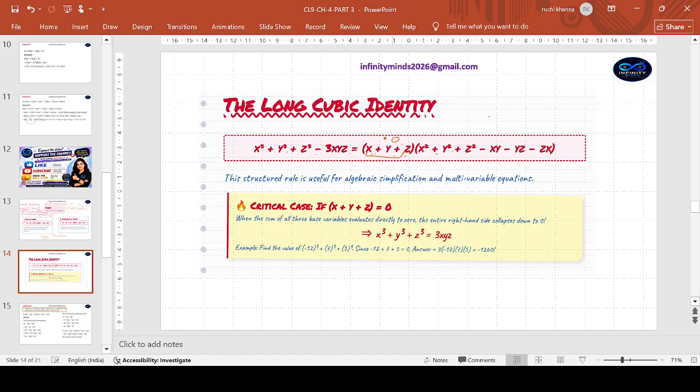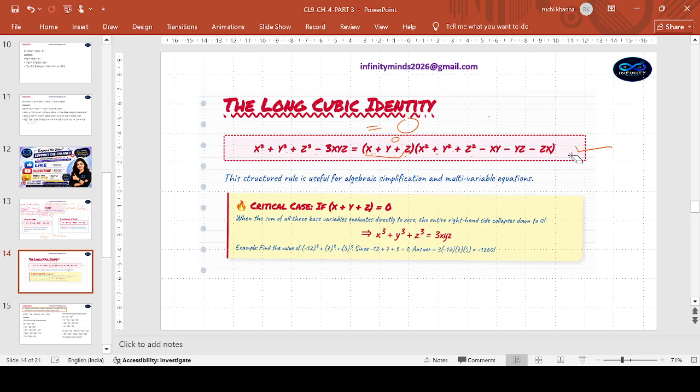So if this equation is equated to 0, transposition: x cube plus y cube plus z cube becomes equal to 3xyz. It is just a particular case of this identity. The identity is this only. This is your main identity. The particular case is with x plus y plus z equal to 0. That is, this thing becomes equal to this.